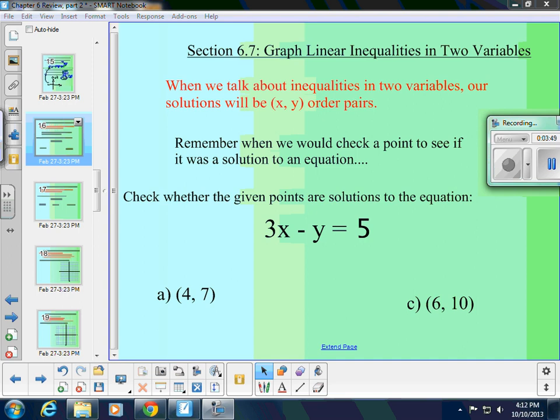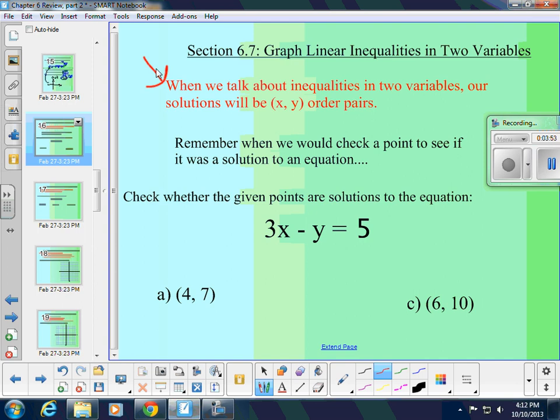So kind of like I mentioned in that last page, and something I want you to jot down here if you're taking notes along with me, is that when we talk about inequalities with two variables, our solutions will be ordered pairs, like an x and a y. Before I get into an actual example of showing how we can graph this and show visually what all the possible solutions are for an inequality, I'm first going to go back to something we've done in the past, where we've checked to see if a point is a solution or not.